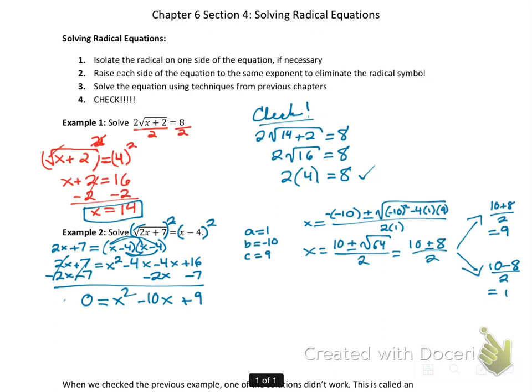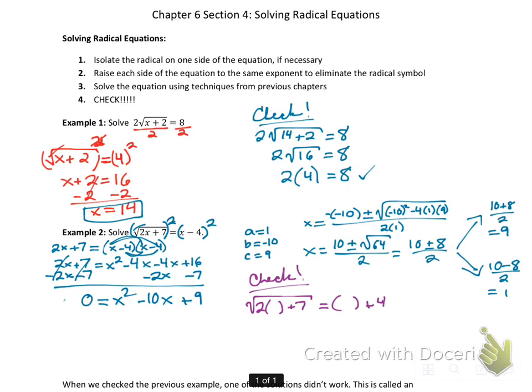But in order for us to know that these numbers, the 9 and the 1, are actually our answers, we have to take the 9 and the 1 and plug them back into the original equation, the one that was not tampered with. So we have to plug it in, as we check, to the square root of 2 times x plus 7 equals x minus 4.